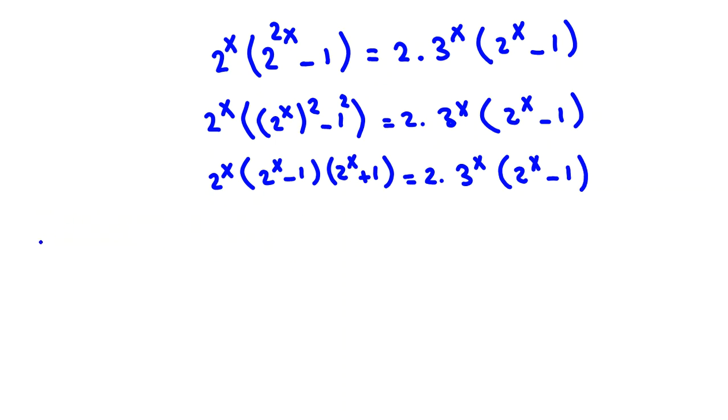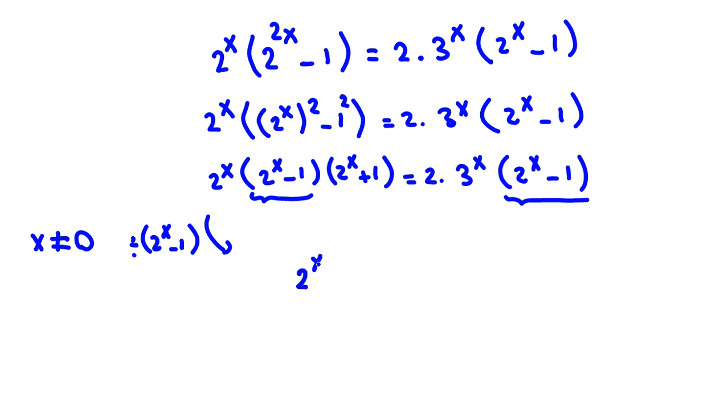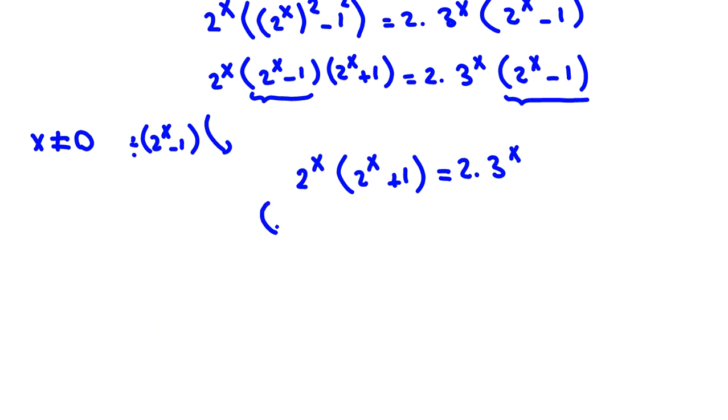In the beginning of the video, I told you x shouldn't be 0. So this term is not 0, because if it is 0, we conclude x is 0. This part is equal on both sides, so we can divide both sides by 2^x minus 1, because it is not 0. So it will be 2^x times (2^x plus 1) equals 2 times 3^x. Now, we divide both sides by 2. So it will be 2^(x minus 1) times (2^x plus 1) equal to 3^x.